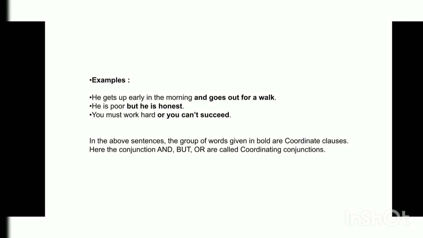He gets up early in the morning and goes out for a walk. Here, "he gets up early in the morning" and "goes out for a walk" are both clauses and join both the sentences. Let's take a look at another example. He is poor but he is honest. You may work hard or you can't succeed. In the above sentences, the groups of words given in bold are the coordinate clauses. Here the conjunctions and, but, or are called coordinating conjunctions.